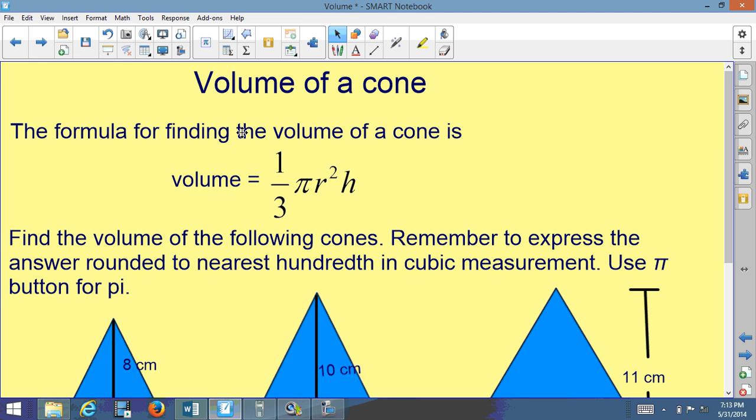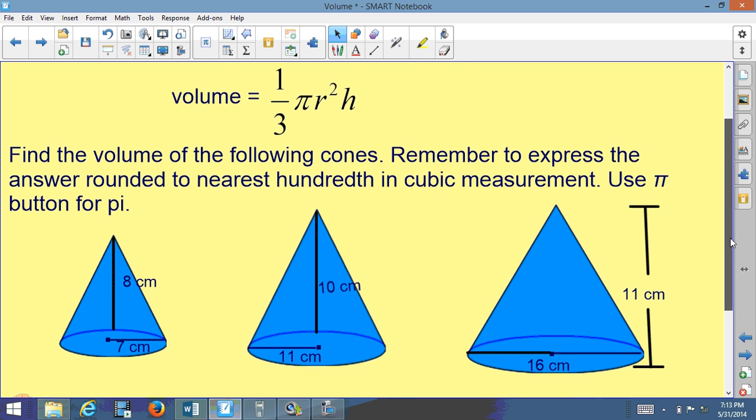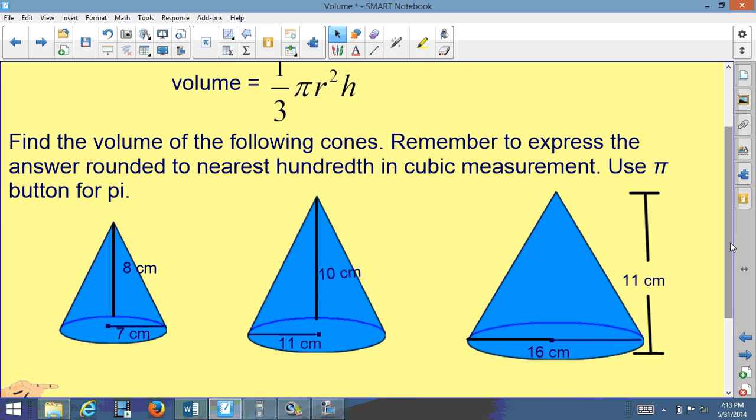Here's our next one, the volume of a cone. The formula for finding the volume of a cone is 1/3 pi r squared times the height. So a cone is like a circular cylinder. It has a circular base, but it goes down slanted, like it's 1/3 of the right circular cylinder.